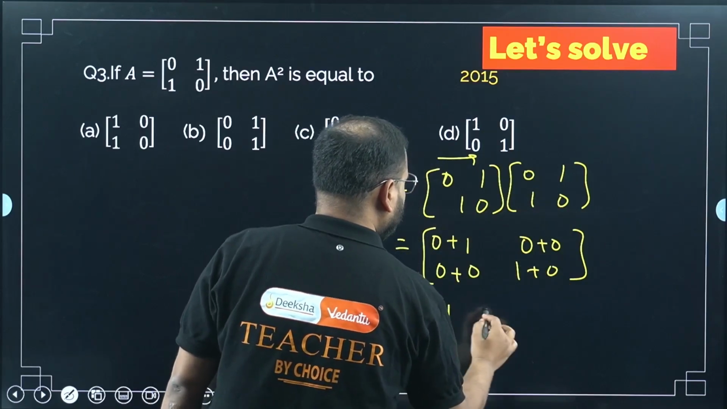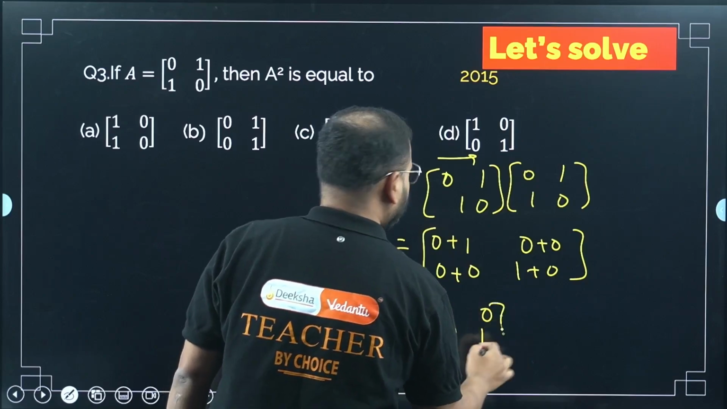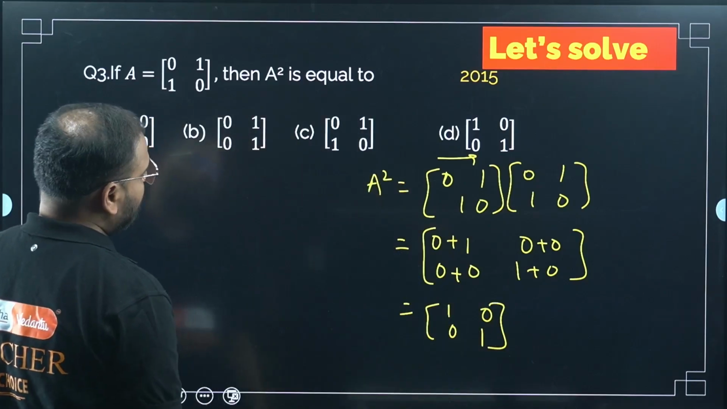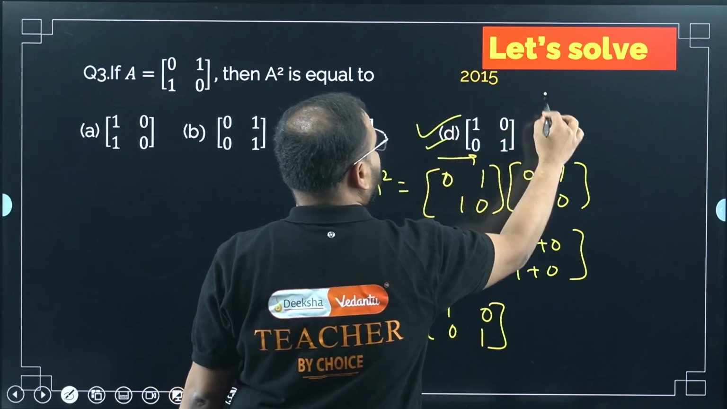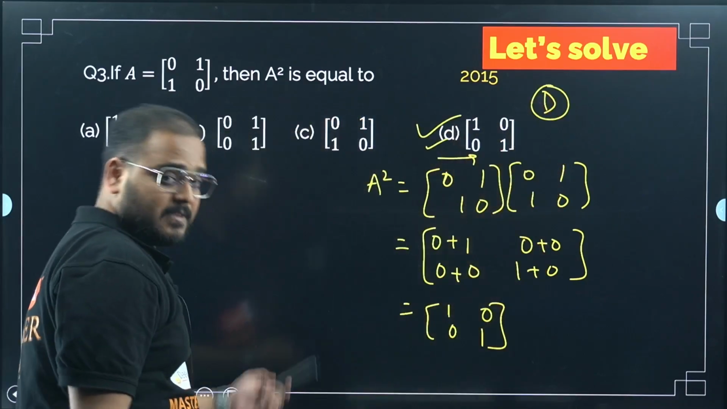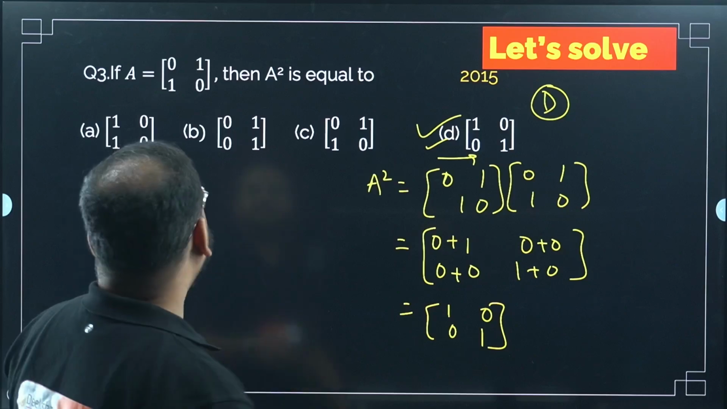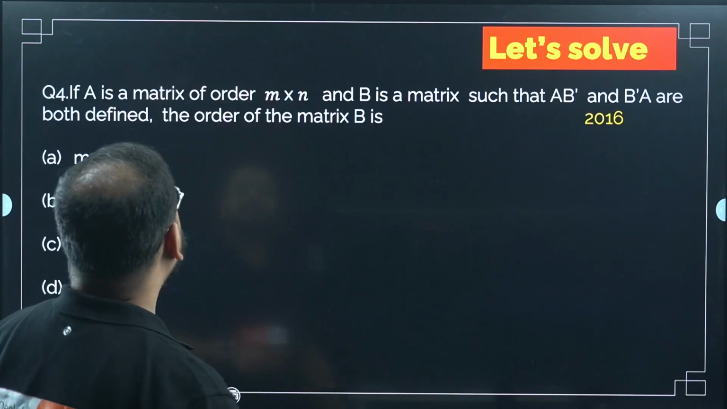Answer is 1, 0, 0, 1. Identity matrix. Option 1, 0, 0, 1. Option D. Option D is my correct answer. See, this is a question asked in 2015. Again a PYQ. Alright, very simple.